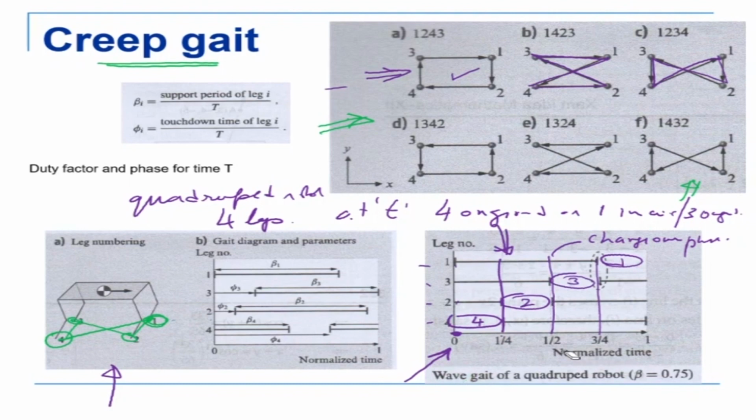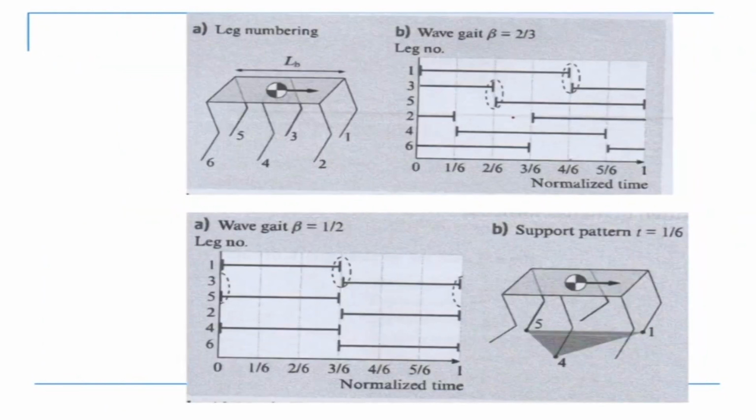Now there are two terms, which are duty factor and phase of time. Okay, what is duty factor? Duty factor is defined by beta, the support period of leg i divided by the total time T. Total time T would mean the total time for which all the four legs have actually moved. So that is where this 4 is coming from. There are 4 phases here for each of the legs to move once. So the duty factor beta is equal to 0.75 in this particular case. Now this gait is called the creep gait. Now you can have more legs, like this is a hexapod.